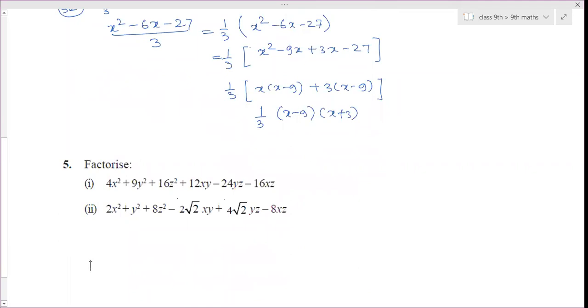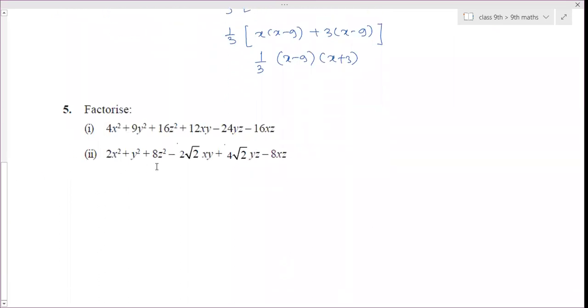So in this one, we have to factorize it. That means this is the expanded form of some term. We have to check some of the identities in which it expands. If you check 4x square, 9y square, and 16z square, this is the sum of 3 square terms. So we have to check the trinomial square. Which trinomial square is this?